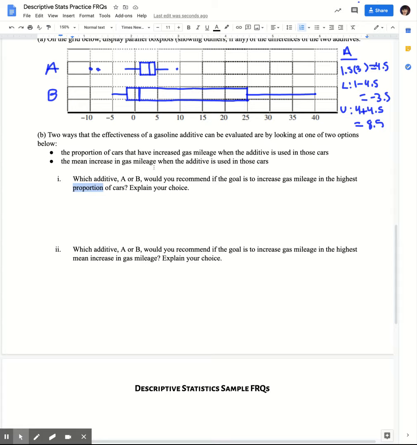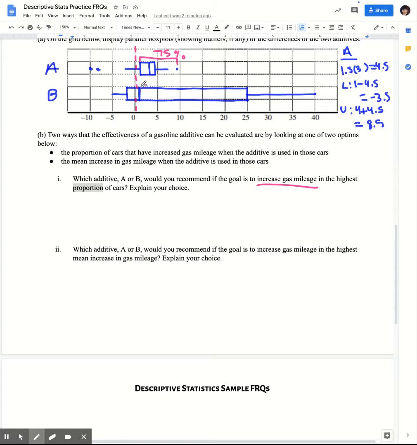Okay, so if we look at our two additives and the box plots for them, what we want is the highest percentage of the data above 0. And that happened in additive A. Here's my cutoff for evaluating this. What we can see is that more than 75%, this is 75% of the data, had an increase in gas mileage for A.